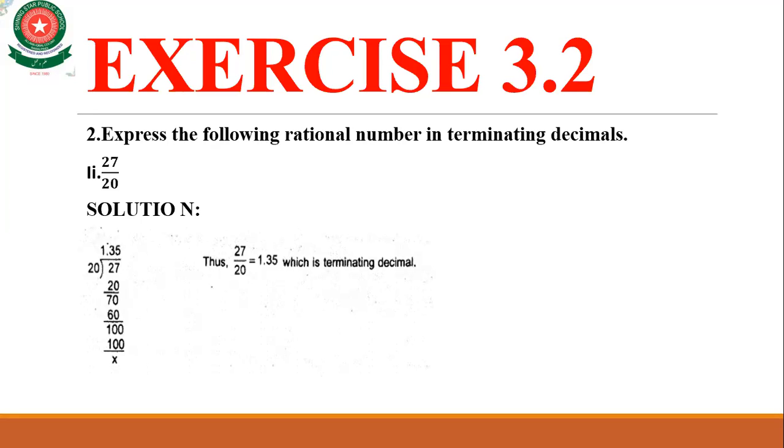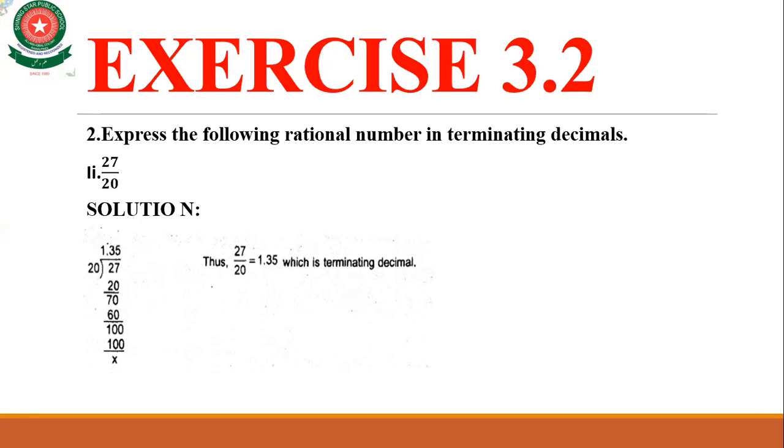For example, now we are going to convert it into the decimal point. We know that we have to write the numerator inside the bracket and also 20 outside it. So first of all, we will multiply 20 with 1. The answer will be 20. Now, when we subtract 20 from 27, we'll get 7.